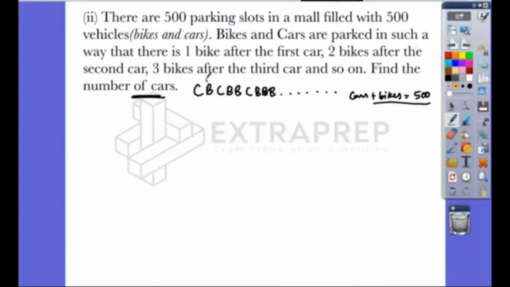It's similar to the previous question. Just assume this is one set, this is one set, this is one set, and so on. Find the number of sets completed so that it will be easier for you to find the number of cars, because in each set there is one car, right? That's the logic. It's just a hint for you.